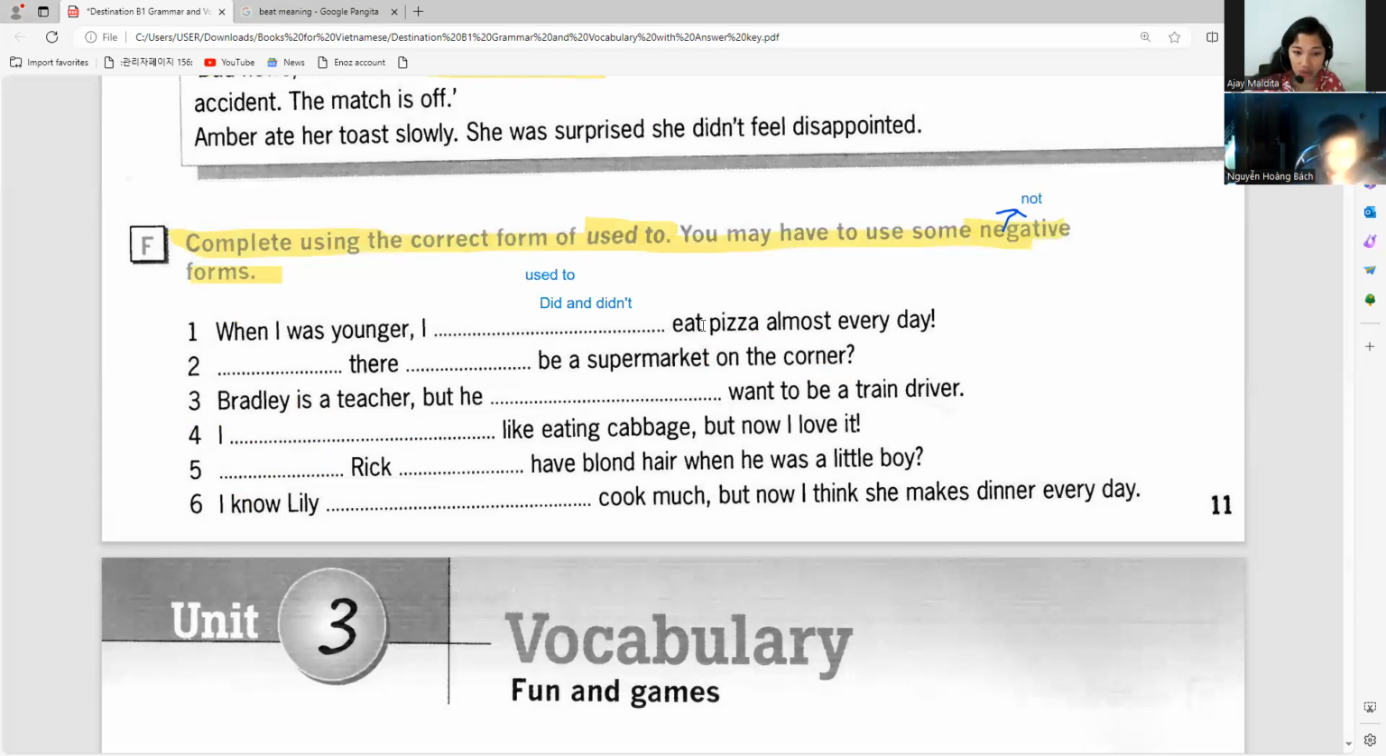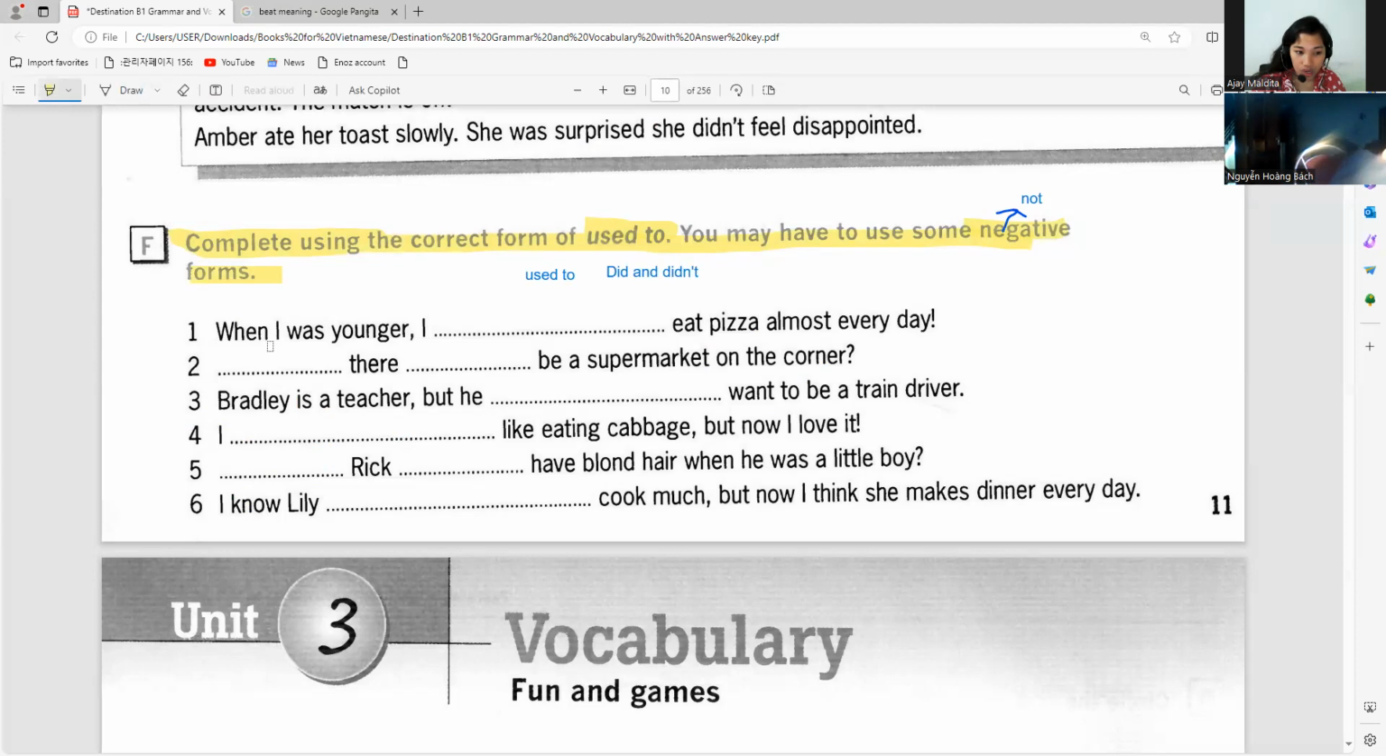Okay, so are you ready now, Wang Bak? Oh, I will remove this one because this is number one. So I will just put this. Okay, did and didn't. You can choose did and didn't for negative. Okay, let's start now. Are you ready? Number one, what is your answer? When I was younger.